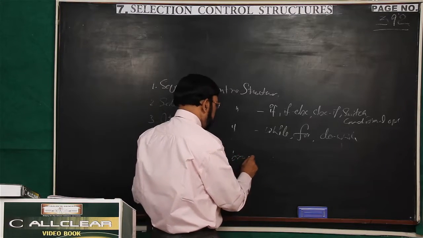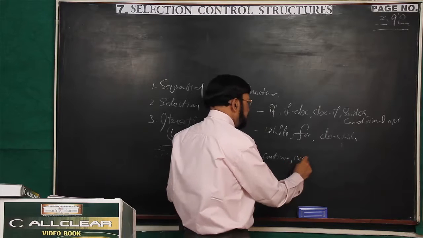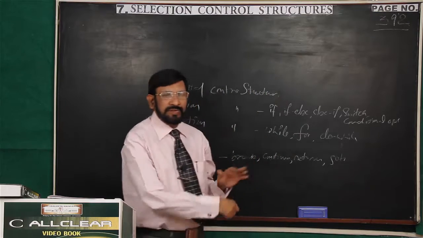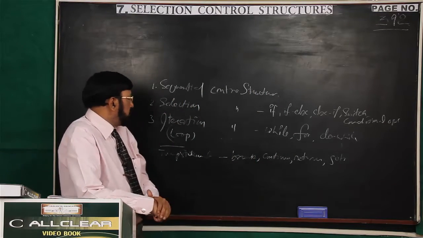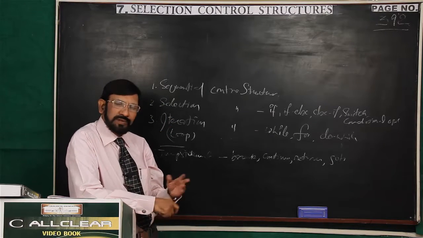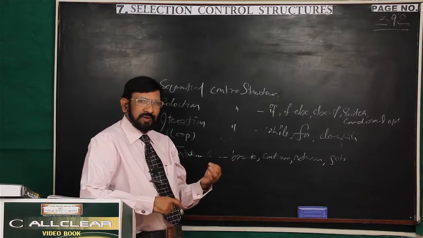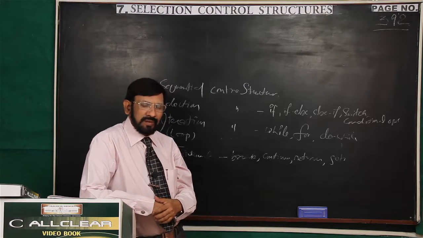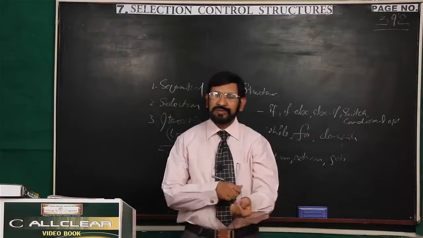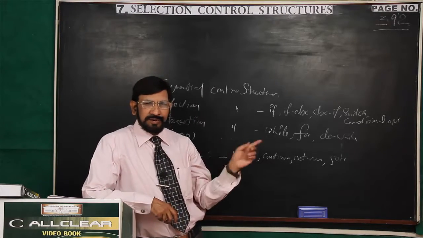Those are break, continue, return, and goto. Now, these are the statements. In this chapter, mainly we focus on selection control statements: if else, nesting of if else, else if, switch, and conditional operators. In the fourth chapter, on operators, I have already introduced the conditional operators, and I introduced them there as a part of operators.